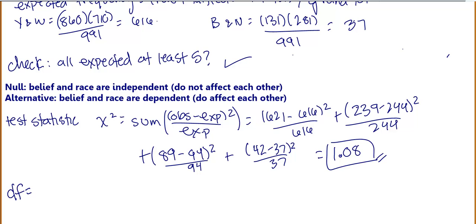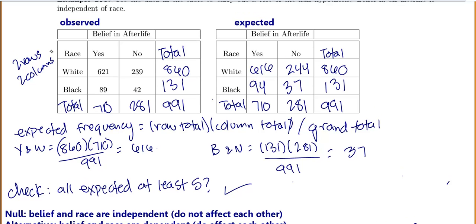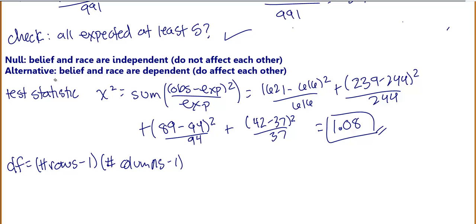My degrees of freedom is 2 minus 1 and 2 minus 1. Sorry, I should write down the formula, huh? So number of rows minus 1 times number of columns minus 1. So let's go back up. We have 2 rows and 2 columns because we don't count our totals or headings. So this gives me 1 degree of freedom.